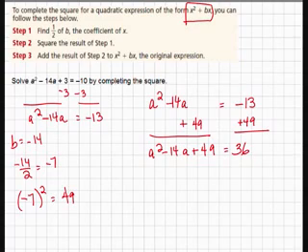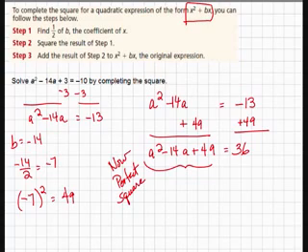On the right side, we have 36. So let's rewrite this trinomial in its squared form. So we'll end up with (a - 7) squared is equal to 36. Now we can use the method we learned in the last section to solve.